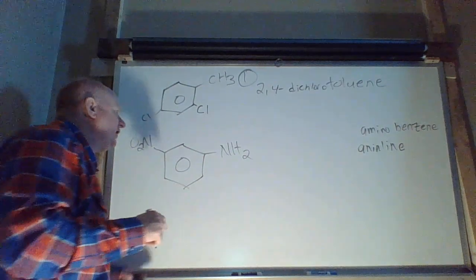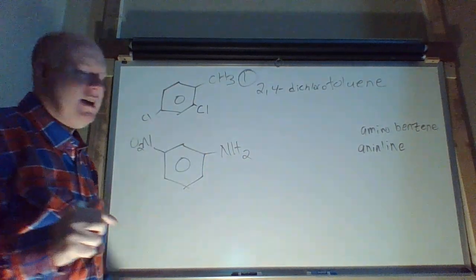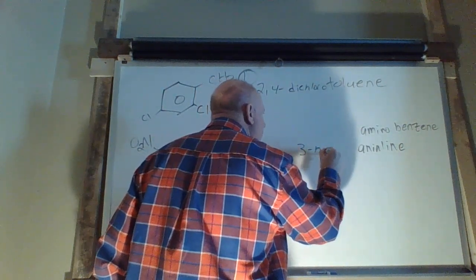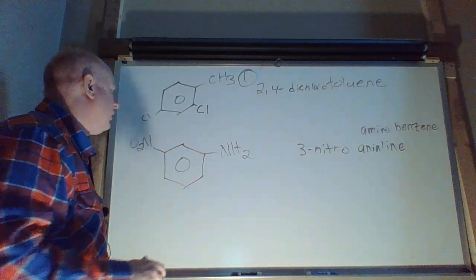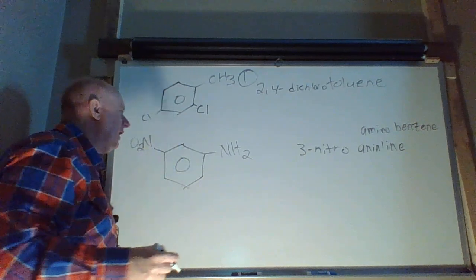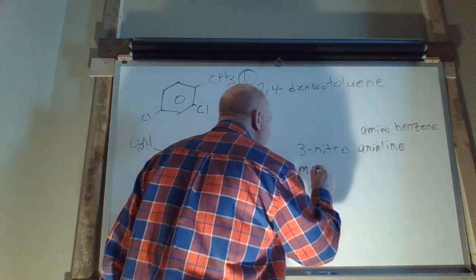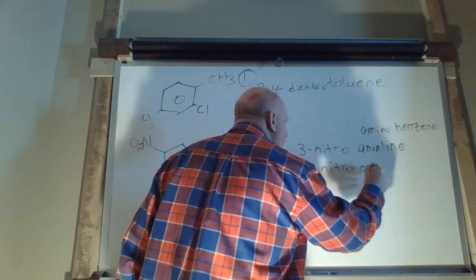So where is this in regards to this aniline? Well, you can either say 3-nitroaniline, but probably more commonly, you're just going to use the letter designation that is 2 spots away, and that would be the meta position. So meta-nitroaniline.